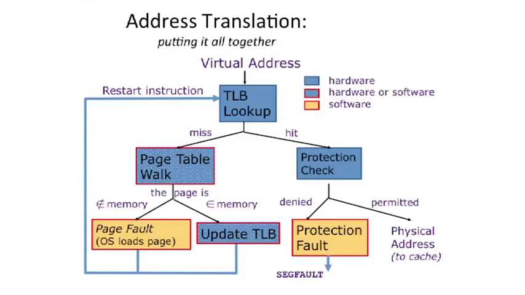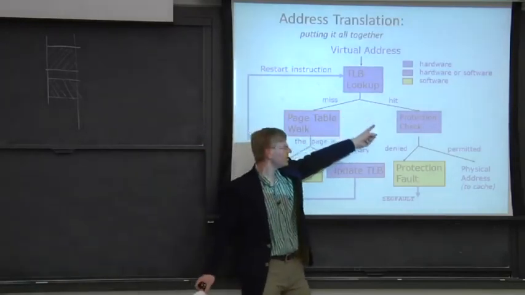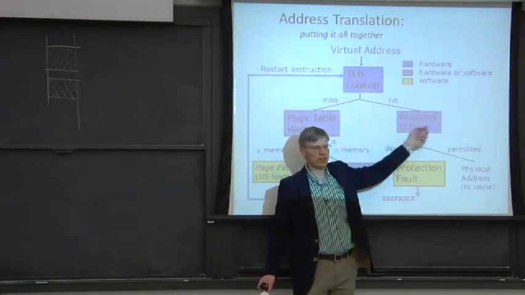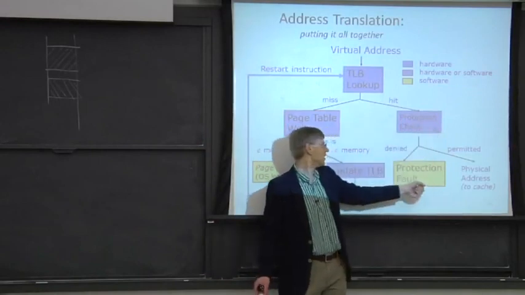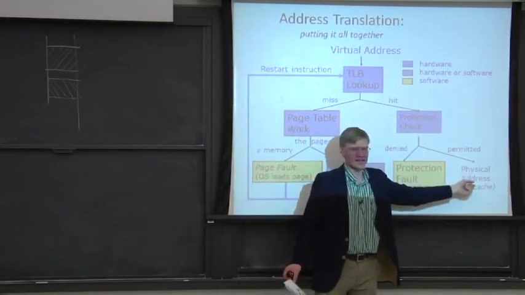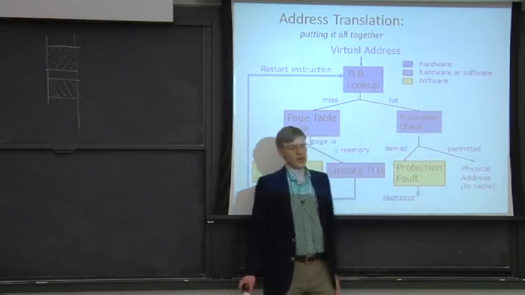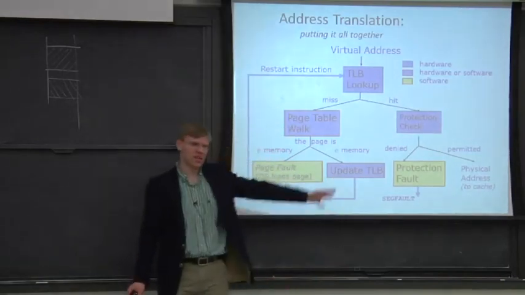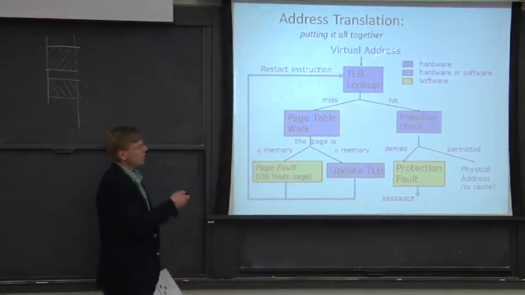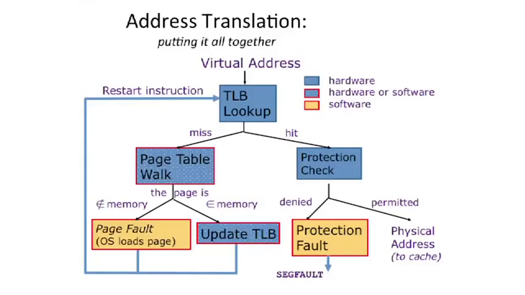OK, so let's look at the big, putting it all together perspective. You have a virtual address that comes in, goes through your TLB. If you get a hit, you check to make sure you can read it or write it, or you have access to it. If you do, you just access the cache, and life is great. If you don't, you trap into the operating system with a protection violation or some sort of segmentation fault. Your TLB lookup here, let's say you take a miss, you end up with the page table walker. Now, this might be a hardware page table walker or a software page table walker.